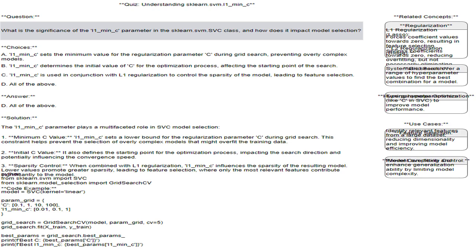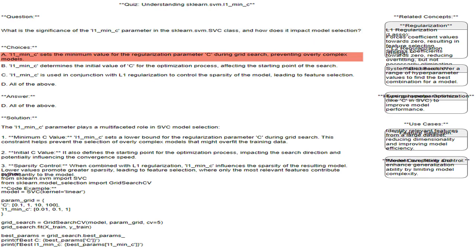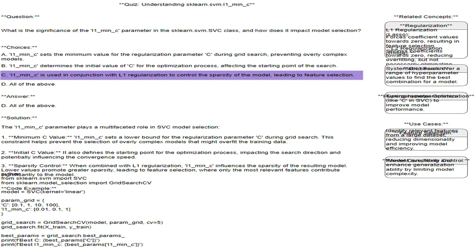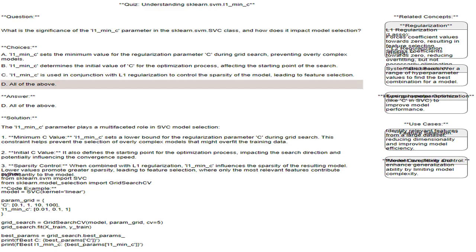What is the significance of the L1 minc parameter in the sklearn.svm.SVC class, and how does it impact model selection? A. L1 minc sets the minimum value for the regularization parameter C during grid search, preventing overly complex models. B. L1 minc determines the initial value of C for the optimization process, affecting the starting point of the search. C. L1 minc is used in conjunction with L1 regularization to control the sparsity of the model, leading to feature selection. D. All of the above.